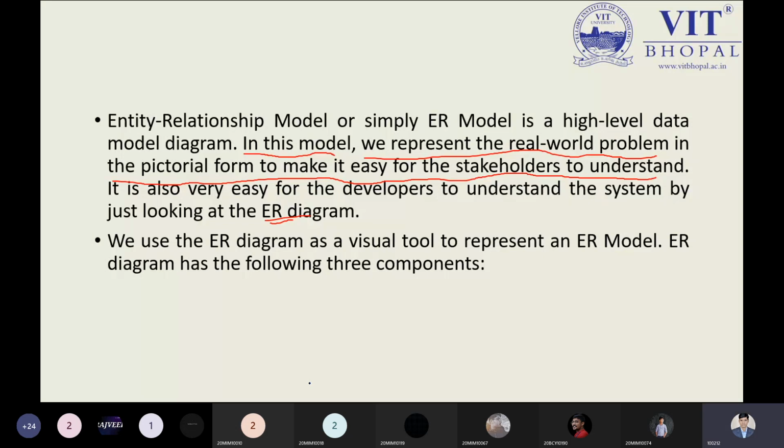From this perspective, we have some components. Let me explain what those components are so you can understand an ER model. First, the first component is entity, and we can have many entities. I am just writing entities. Next, the second point is relationship, and we can have many relationships. I'm writing relationships, many.